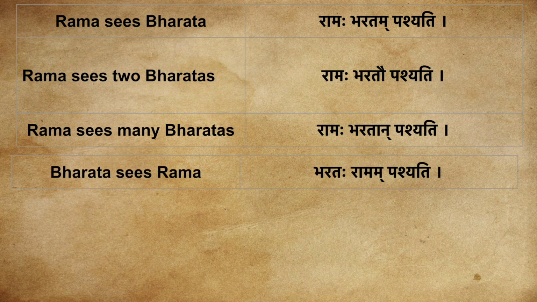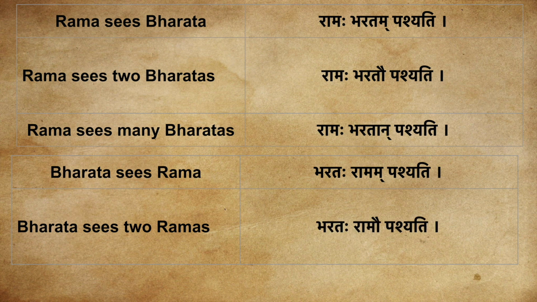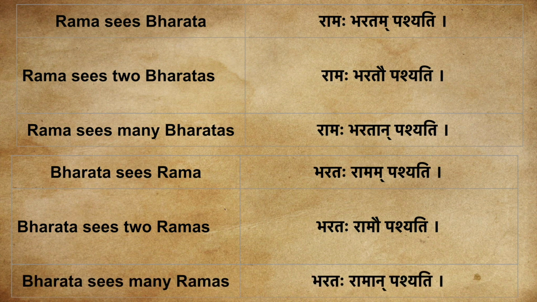What if we flip it and say Bharata sees Rama? Now it becomes Bharataha Ramam Pashyati. Bharata sees two Ramas. Bharataha Ramau Pashyati. Bharata sees many Ramas. Bharataha Raman Pashyati. So if you look at the second word, it's just the Dvitiya Vibhakti table coming in right here. Ramam, Ramau, Raman. So with these examples, we are able to practice just with Rama and Bharata the first two Vibhaktis, first and the second.